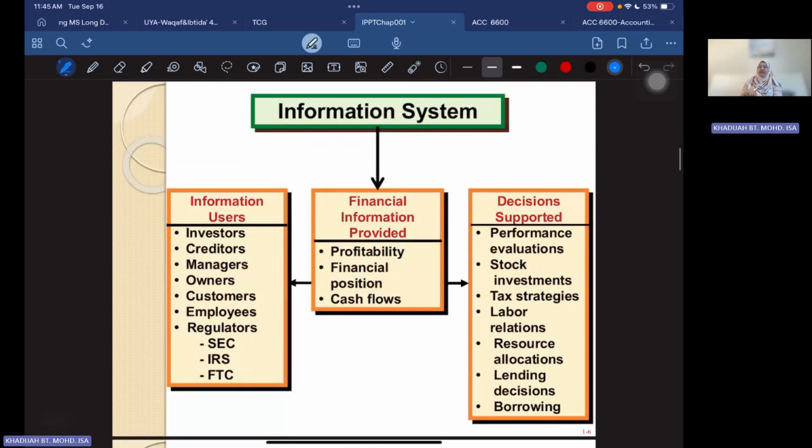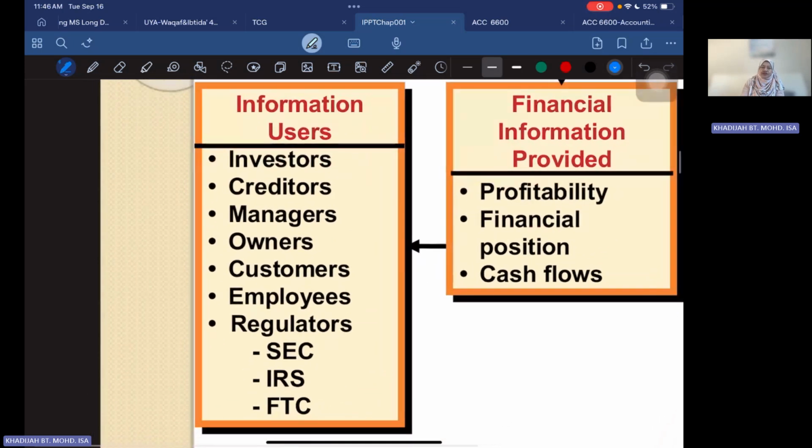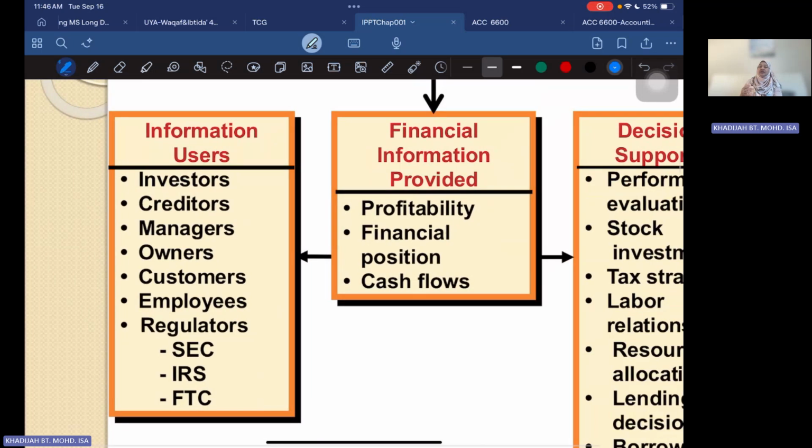For the information system, again we are going to look at the system here. We have the users. In this case, talking about the users of the information, it could be investors. It could be creditors. Investors are the persons who invest in an organization. They put money into the organization so that the organization can run. Because without investment, the funds are not there, so you cannot run a business.